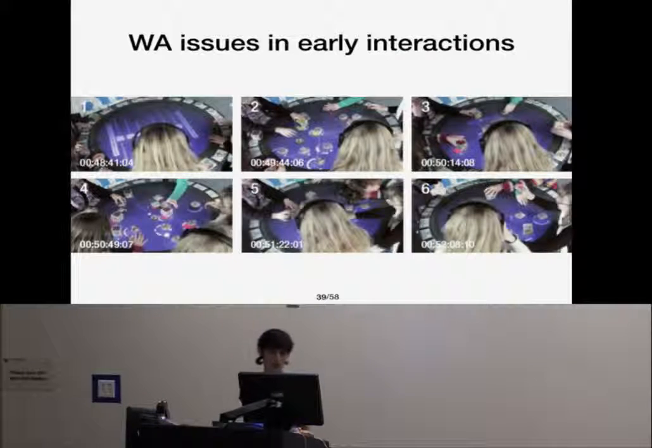Another finding was about workspace awareness issues in early interactions. In this case, considering that for the objects to be tracked by the system, usually the objects have a tag, say, a fiducial in this case, and you need to face the object correctly so that the system can track and understand which is the object. Now, you can see in a video that we're going to watch now that objects many times were facing up, but the groups didn't seem to care much or be aware of it. We're going to watch now.